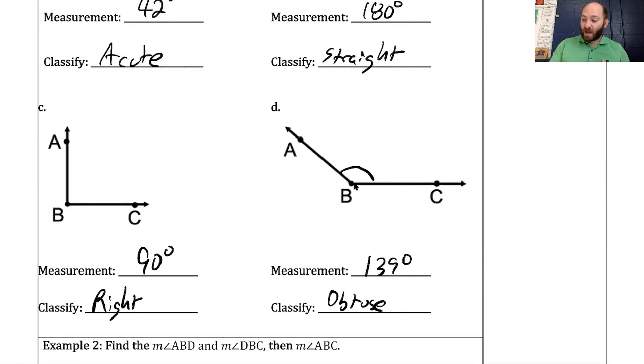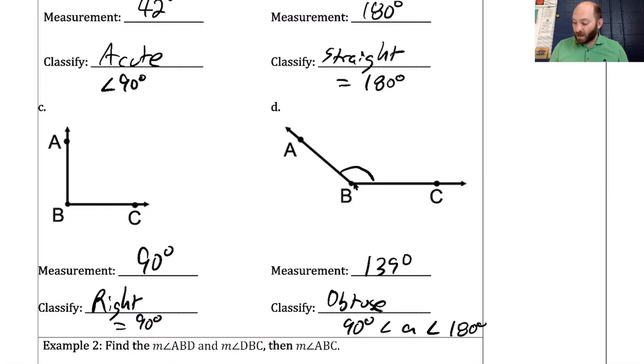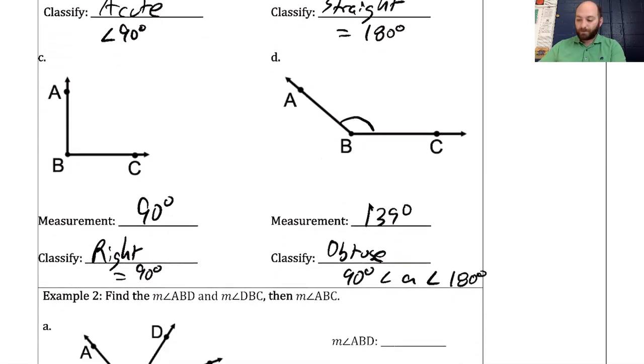So remember these classifications. Acute is less than 90 degrees. Straight is exactly equal to 180 degrees. A right angle is exactly 90 degrees. And obtuse is greater than 90. I'm going to flip it around: 90 degrees is going to be less than the angle, which is also less than 180. So to be obtuse, it's got to be between 90 and 180. That's a little bit of a reminder from before.